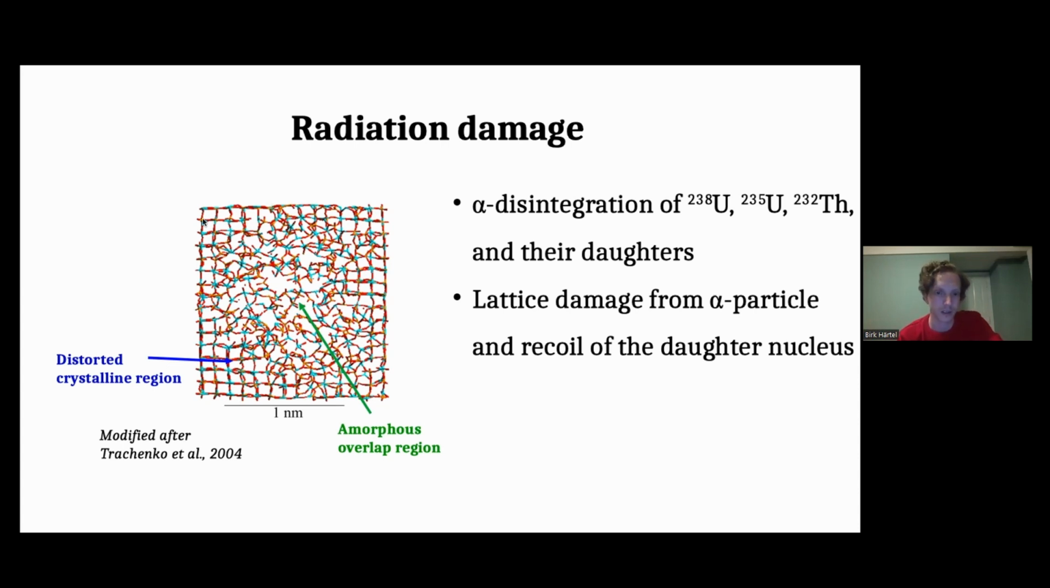You can see this here on the left in the sketch, where we have a region in which several of these recoil processes happened. In the middle of the model, the crystalline structure is completely obliterated. Around it, there are still bonds, but they're not in their original orientation anymore. They don't have their original length and so on. So what we get from the alpha emission process is a crystal lattice that is partially amorphous and partially distorted and disordered.